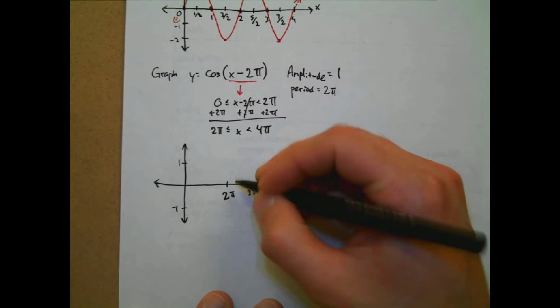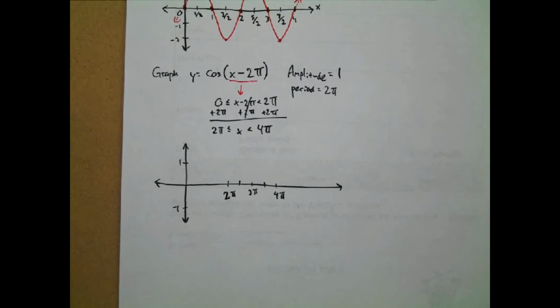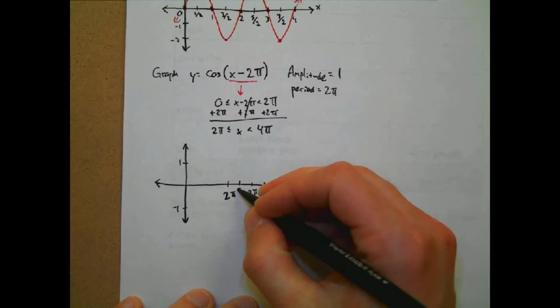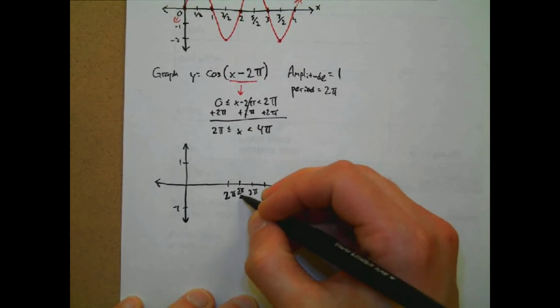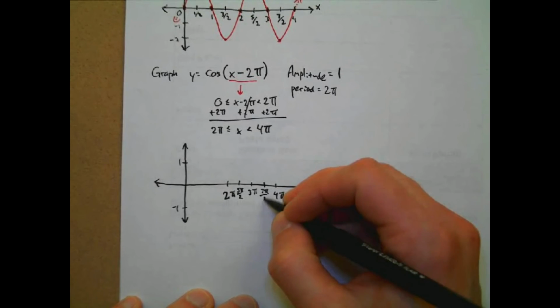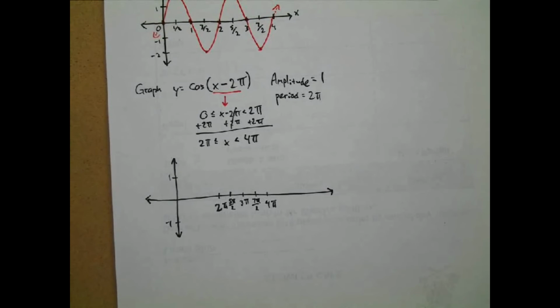And then we'll also find the quarter points. So you can see, again, the only thing that's changed here is that the starting point and the stopping point of our period are shifted, right? Instead of going from 0 to 2 pi, I just shift everything right 2 pi, and so I'm starting at 2 pi and ending at 4 pi. I still want to find the midpoint and my quarter points in between. So this will be 5 pi over 2, and this will be 7 pi over 2. And I just find those by adding them up. 3 pi plus 4 pi, 7 pi, divided by 2, 7 pi over 2. 2 pi plus 3 pi, 5 pi, divided by 2, 5 pi over 2.